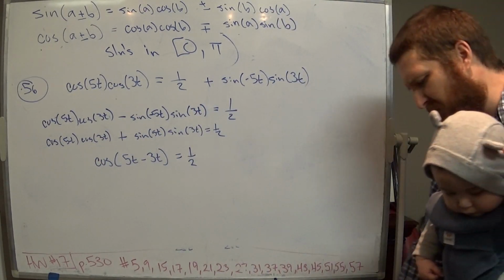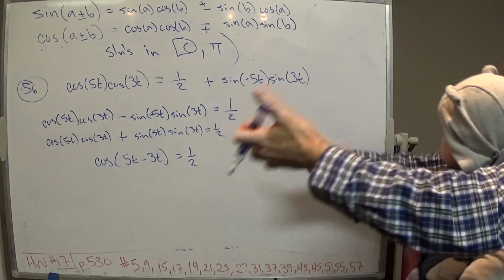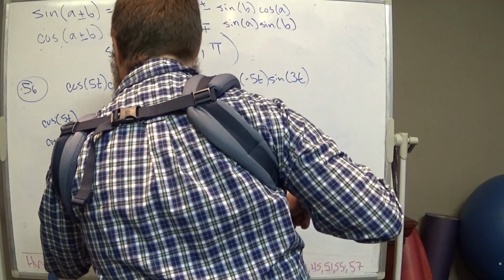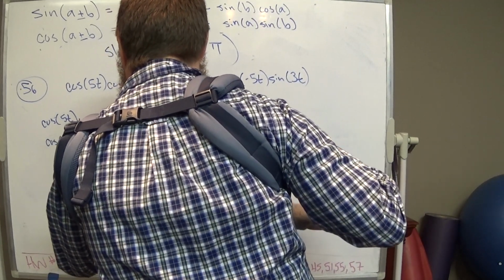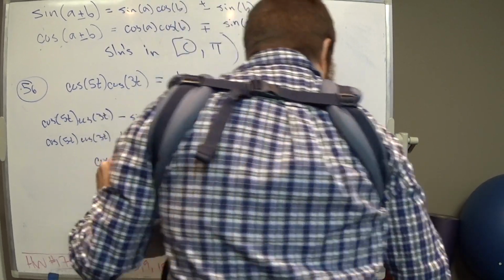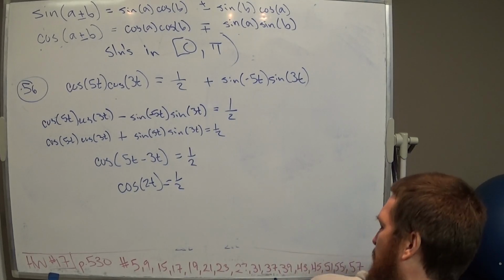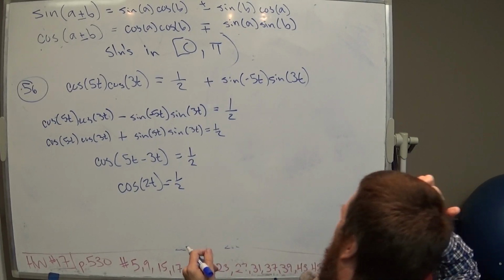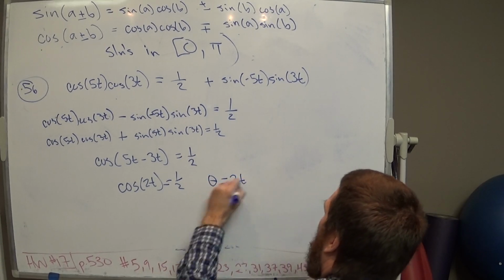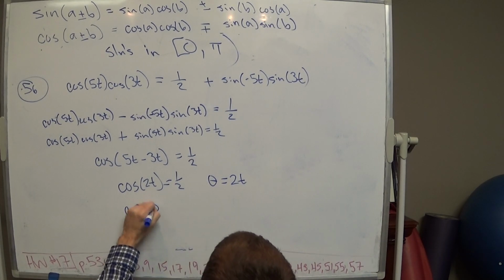So what is 5t minus 3t? 2t. Let's make our lives easier. We could go and solve this, or we can say that's the same thing as cosine 2t. And what I suggest we do is hold it, so that we can deal with it exactly. So I'm going to do this. Let theta equal 2t.